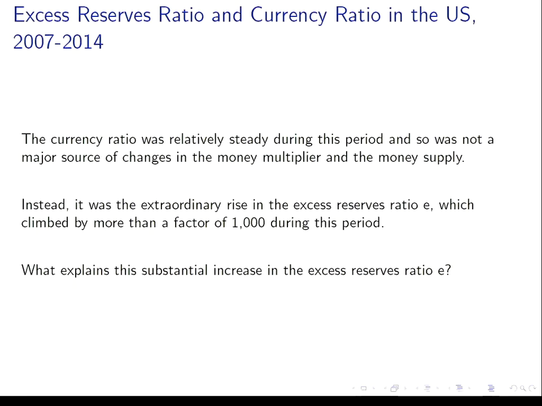So as we saw in the previous slide, it was the extraordinary rise in the excess reserve ratio, which climbed by more than a factor of 1,000 during this period. And so we now understand why the money multiplier was so small. Why do you think the excess reserves ratio increased by this large amount? One reason, obviously, is the fact that banks were a bit skeptical about making loans. Anything else?